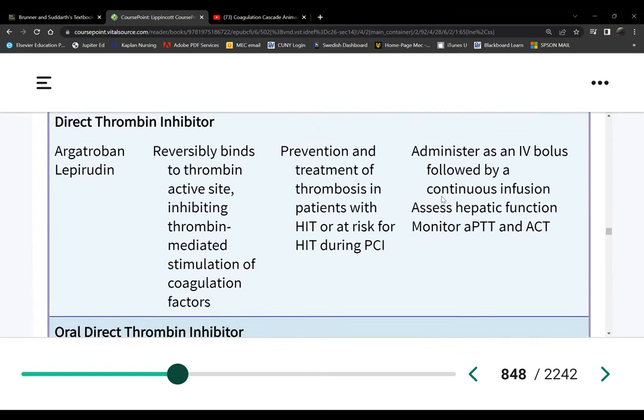And remember these, when are these given again? These are direct thrombin inhibitors, like heparin, which is, what do we call that issue? You presented this last semester, HIT. So if you have heparin-induced thrombocytopenia, there you're placed on these. These are the options, argatroban, lepirudin.